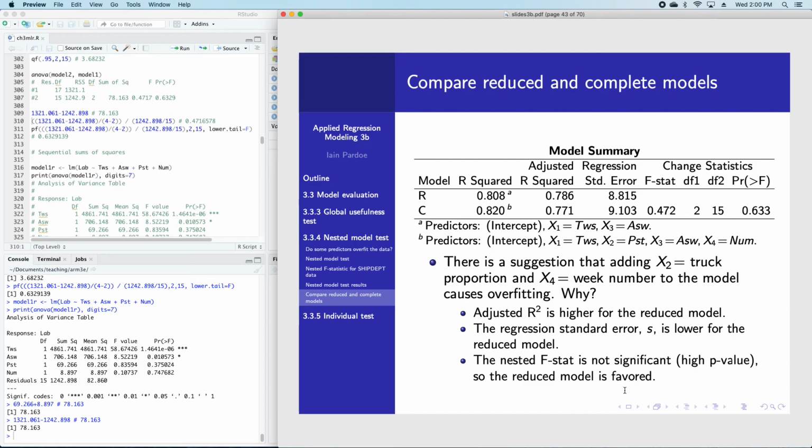Now we've looked at, in the last video, a global usefulness test for all the regression parameters, B1, B2, all the way up to BK. In this video, we looked at a subset of the regression parameters. And in the next video, we'll look at testing regression parameters one at a time, or individually.